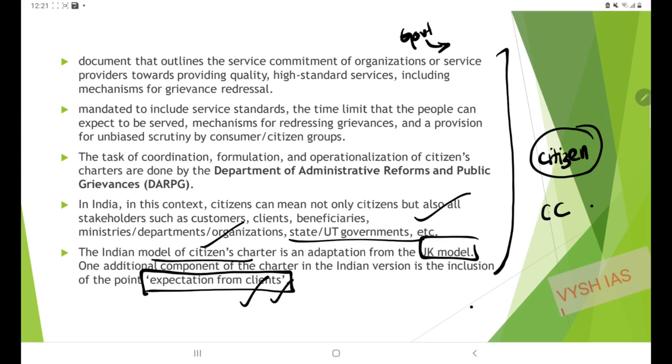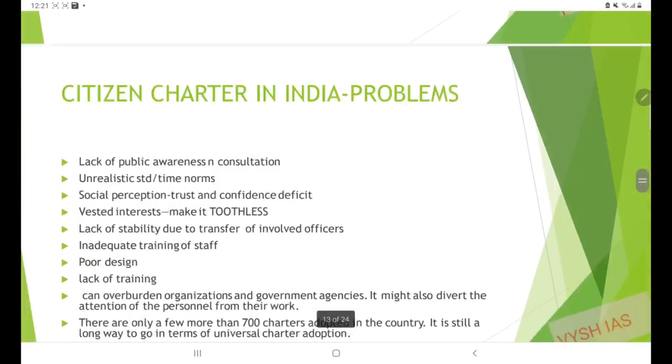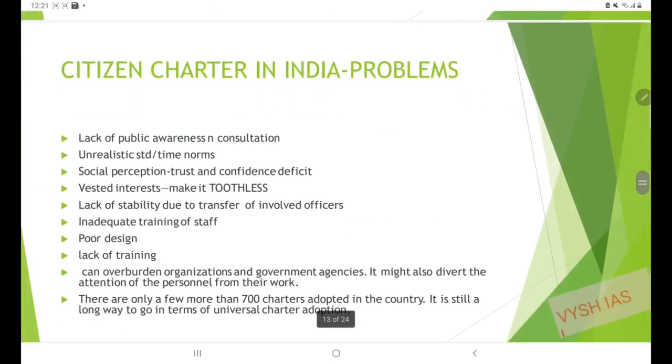Once this is done, these points, the organization is mandated to include in their citizen charters. That is, since the client expects this much from us, we are ready to provide that, such that the organization should take a step. Then next is, what are the issues with respect to citizen charter in India?